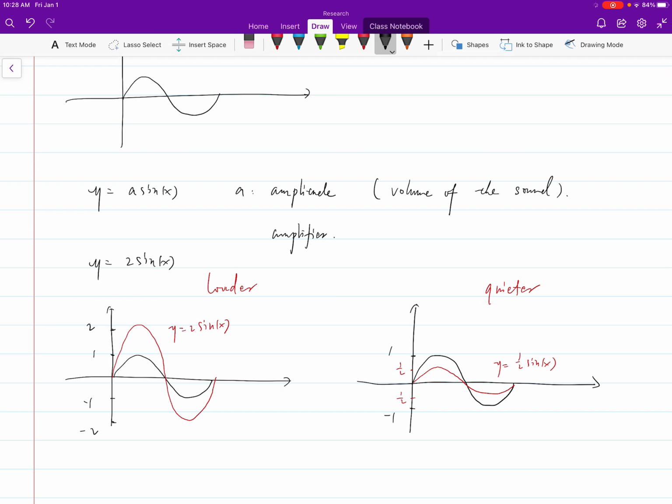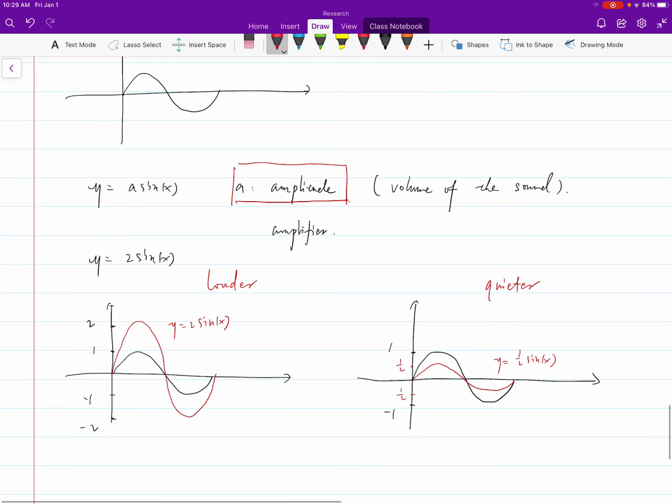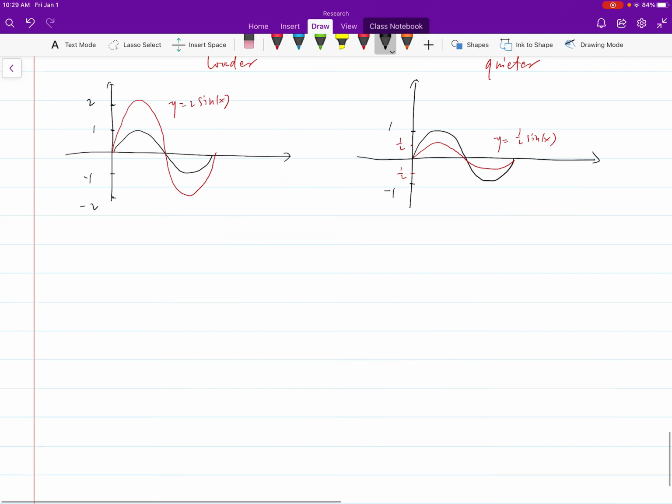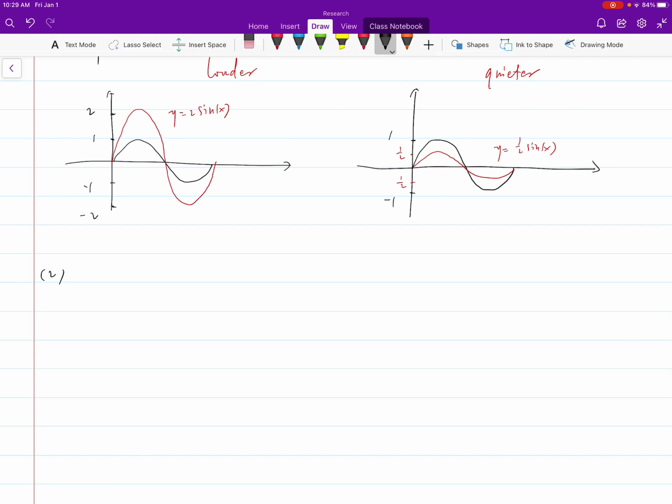If you play music, you know this can be changed by an amplifier. That's exactly what it does. It takes a sine wave and makes it bigger or smaller in terms of the amplitude, which is in the y direction. So that's the first concept, the amplitude, which is what we have in real life when you play music.